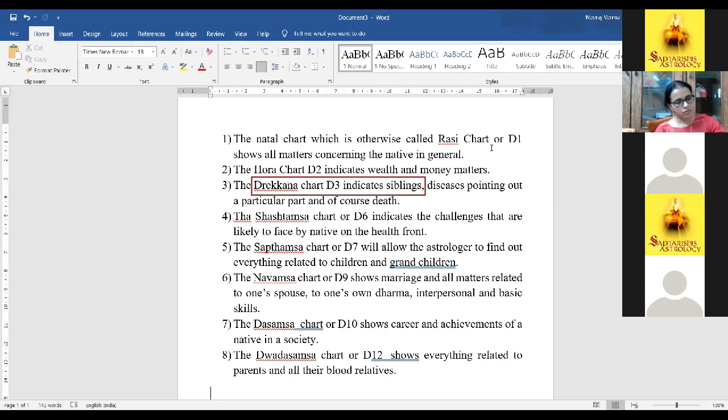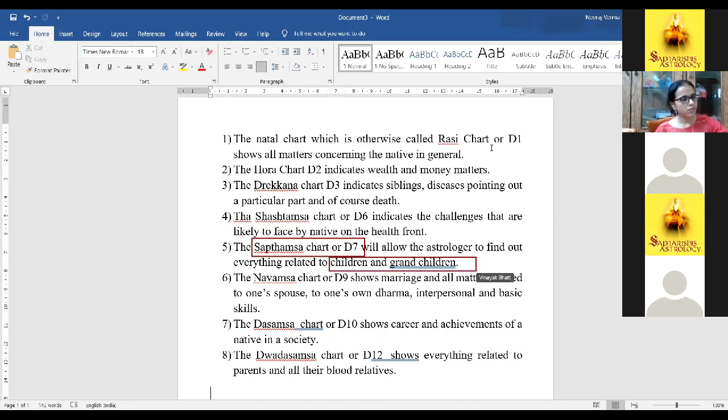Okay, in same manner, we have D6 chart, Shashtamsha chart. We call it D6 chart. This is also for the health front. So we have D7 chart, also known as a Saptamsha chart, D7. That is important for the assessment of children.